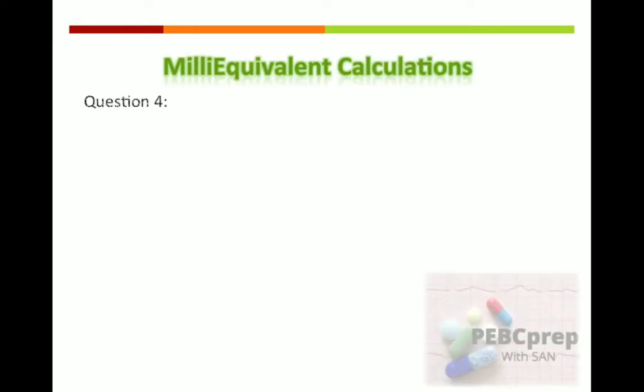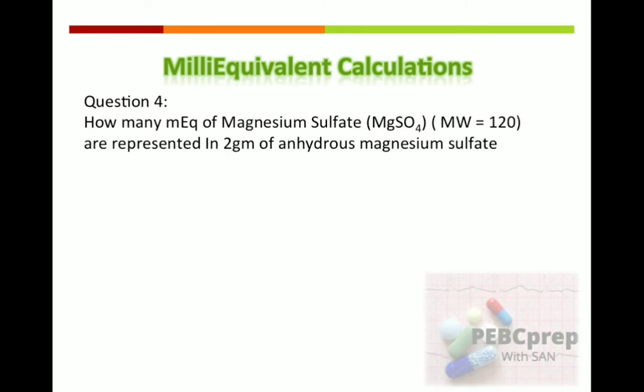Now next example is: how many milliequivalents of magnesium sulfate, molecular weight equal to 120, are present in 2 grams of anhydrous magnesium sulfate? We have the formula: milliequivalent is equal to milligram over molecular weight multiplied by valence.